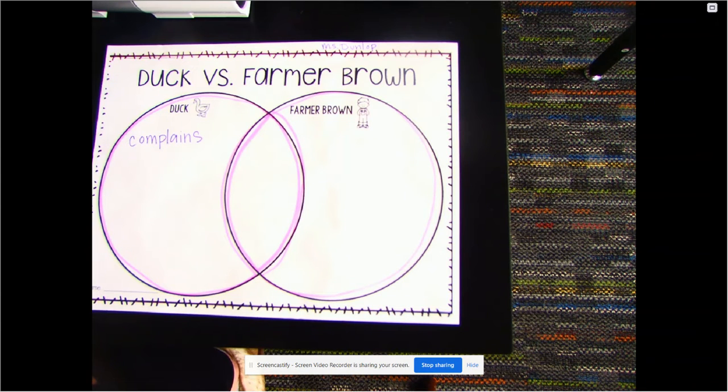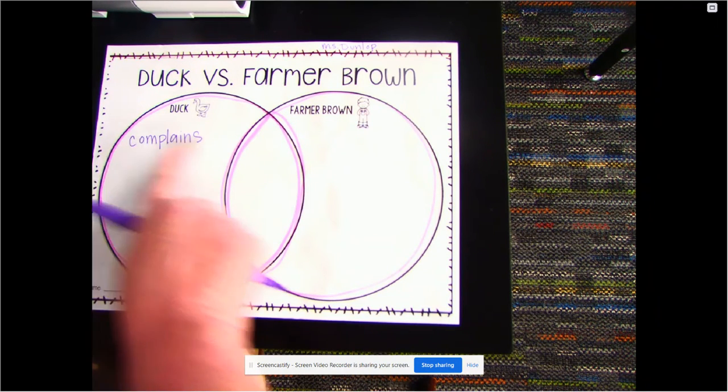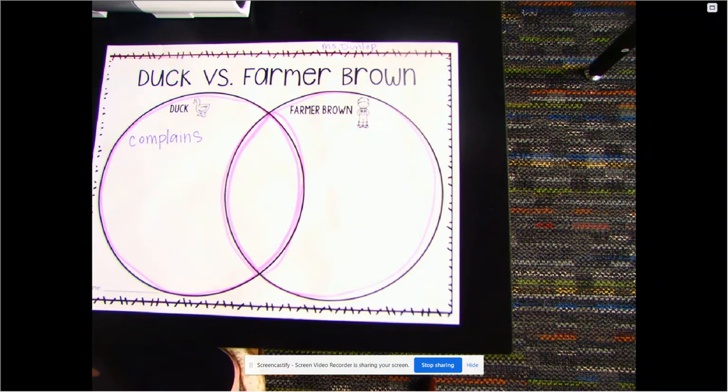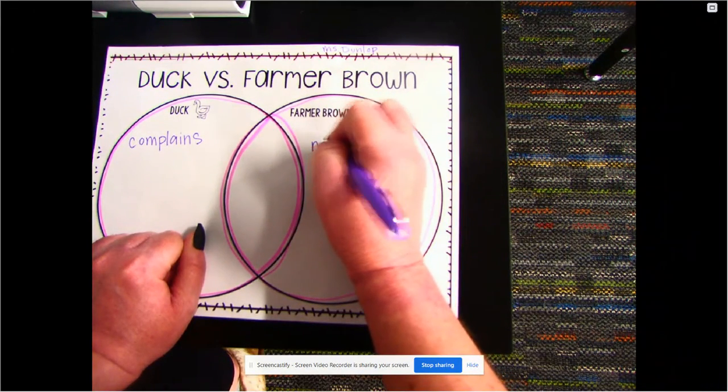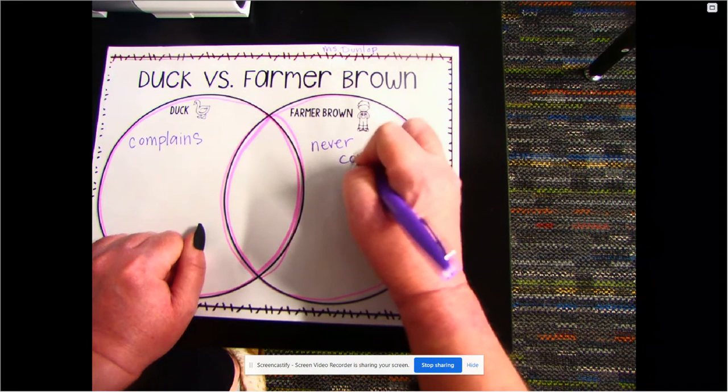Okay, now let's talk about Farmer Brown. So if we know that Duck complains all the time, what can we say about Farmer Brown? Put your thinking caps on and think about it. Duck complains and Farmer Brown, shout it out if you know it. If you said never complains, you're right. We never heard Farmer Brown complain about all the hard work he had to do, right? So Farmer Brown never complains.